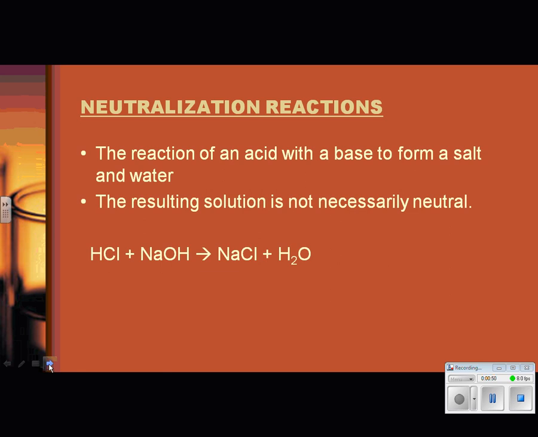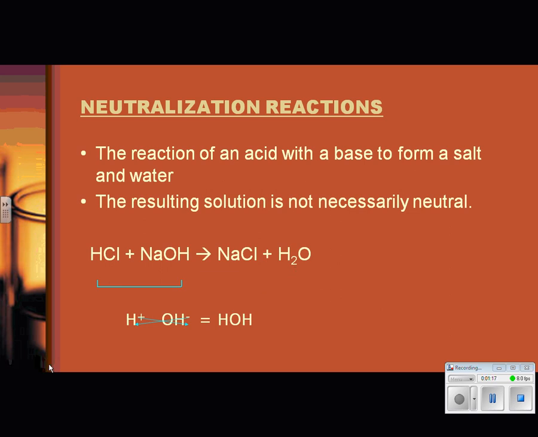So HCl is hydrochloric acid, and the hydrogen of the hydrochloric acid will combine with the hydroxide of sodium hydroxide. When you get those two together, you look at hydrogen and hydroxide. You do your crisscross like you normally would, and you end up with HOH, which can also be written as H2O.